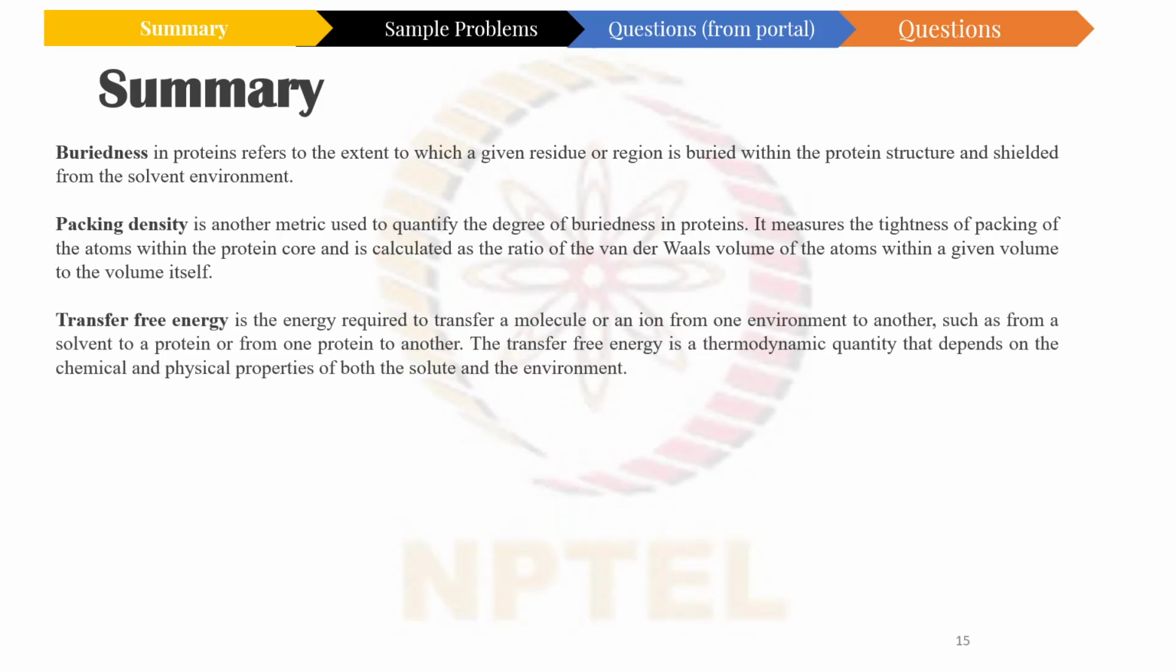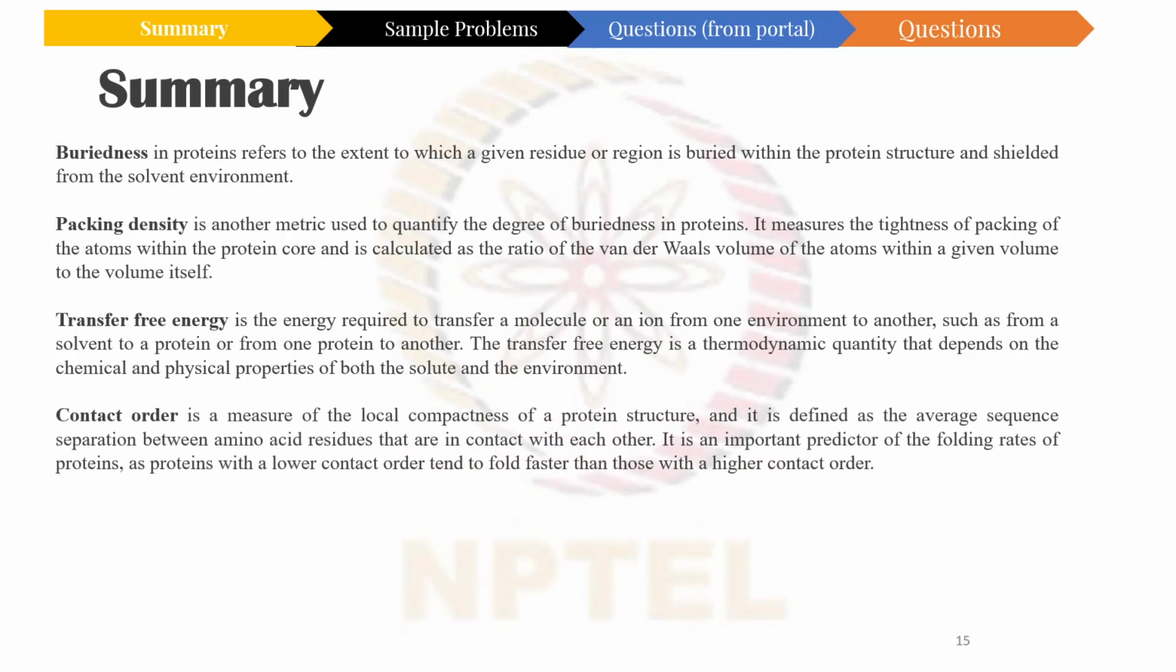Next is the transfer free energy. This transfer free energy can also be expressed in terms of partition coefficient, which is the ratio of the concentration of a solute in one environment to the concentration in another environment. And this transfer free energy is an important parameter in many biological processes such as protein-ligand binding, protein-protein interactions and membrane transport. It can be used to predict the affinity of a ligand for a protein, the stability of a protein complex, and the permeability of a membrane.